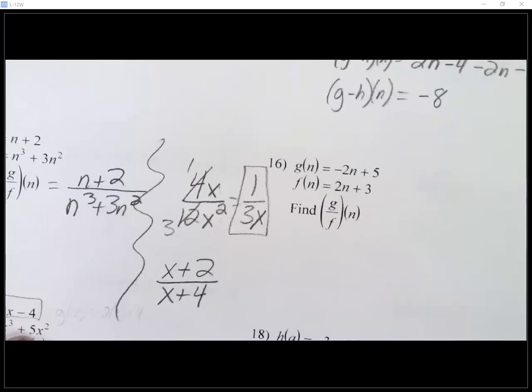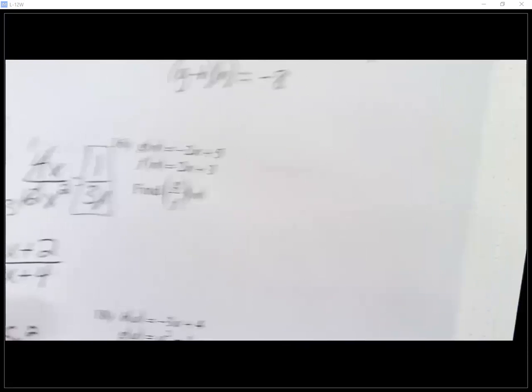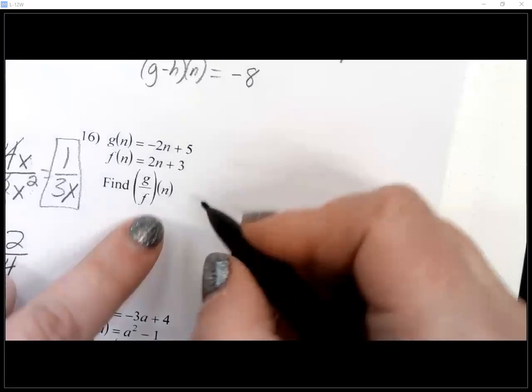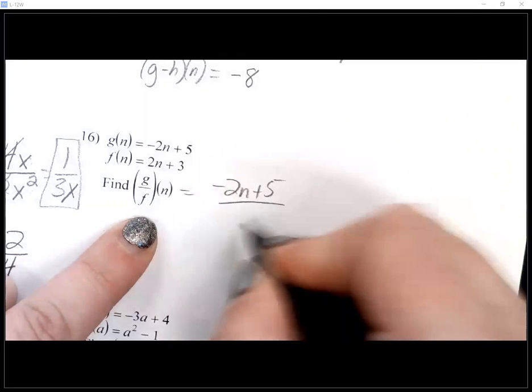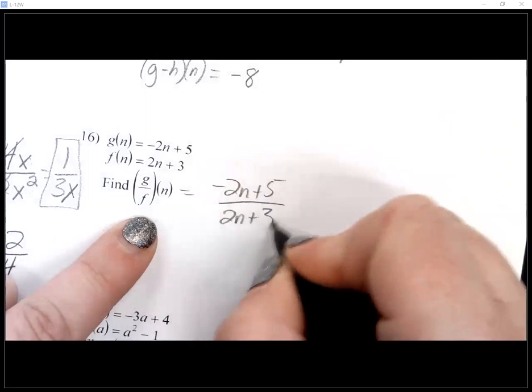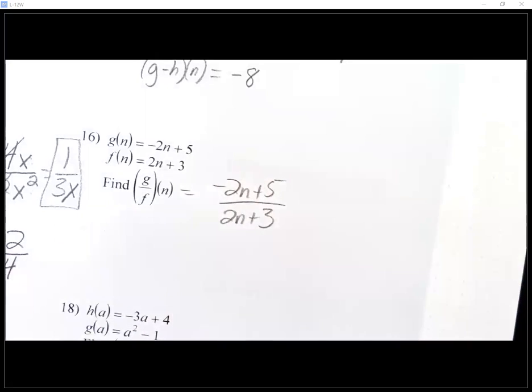Great question. So let's look at 16 here real quick. If I'm going to do G over F, you would have negative 2n plus 5 over 2n plus 3. So the question is, can that be simplified at all? Jack, what do you think? Well, I just crossed out the negative 2n over 2n, but you said you can't do that. So I was a little confused. So should you do it?